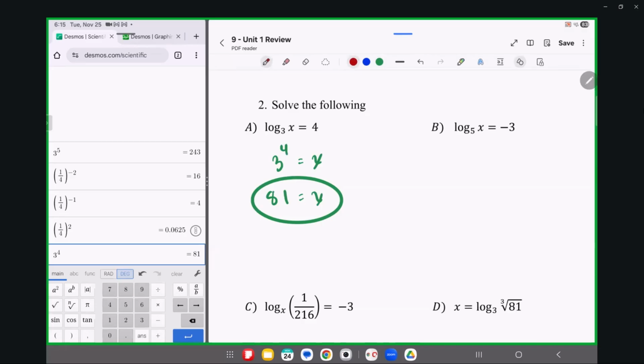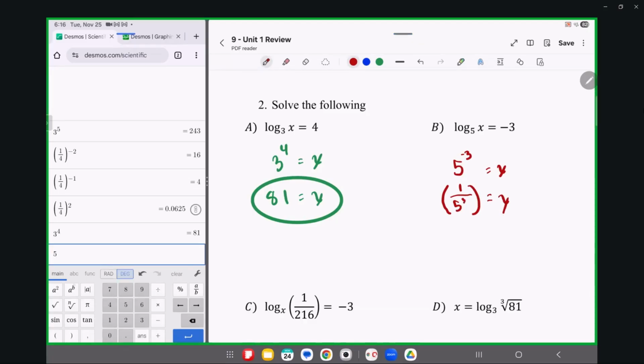Okay. Letter D, same kind of idea. Log base 5 of x is equal to negative 3. So we can rewrite this using exponential notation as 5 to the power of negative 3 is equal to x. So remember, if you have a negative exponent, you have to take the reciprocal of this. So this is the same thing as 1 over 5 to the power of 3 is equal to x.